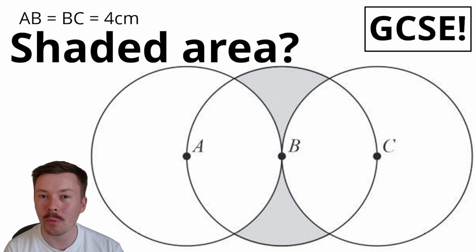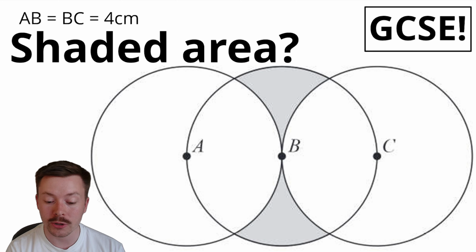Can you solve this problem and find the shaded area? We are told that AB is equal to BC is equal to 4 centimeters, which is the radii of all three of these circles, because they overlap and the circumferences go through the centers of the other circles.